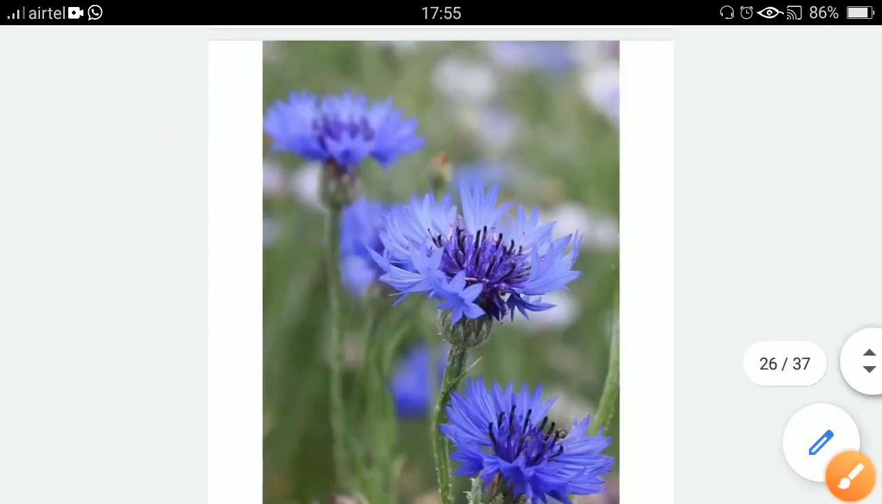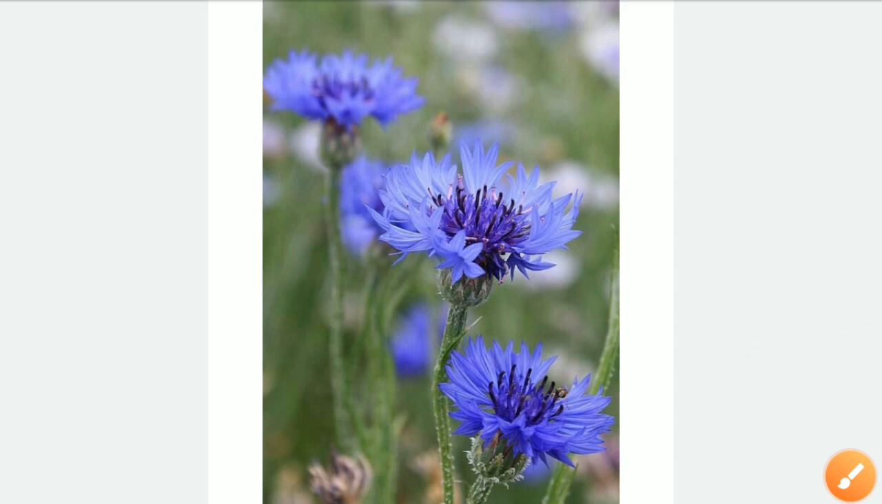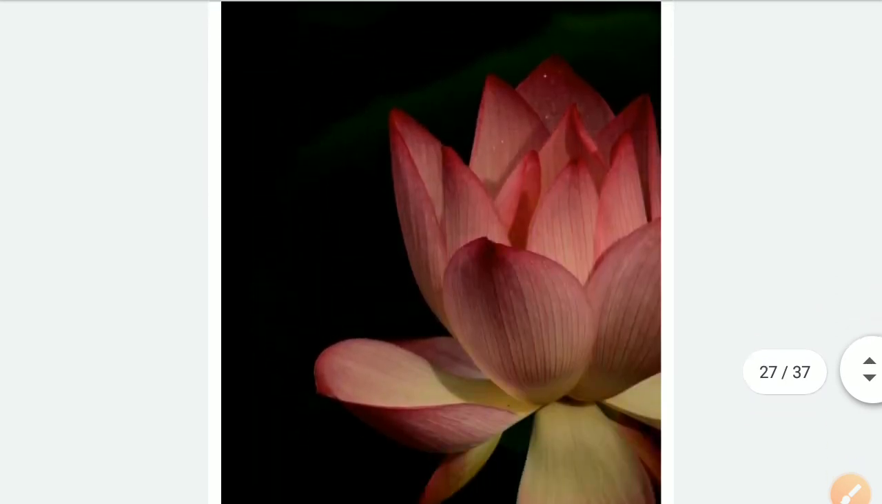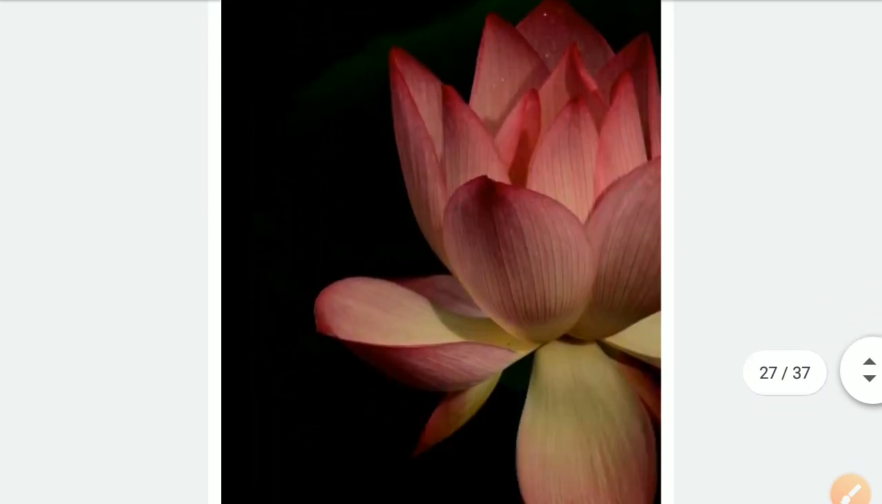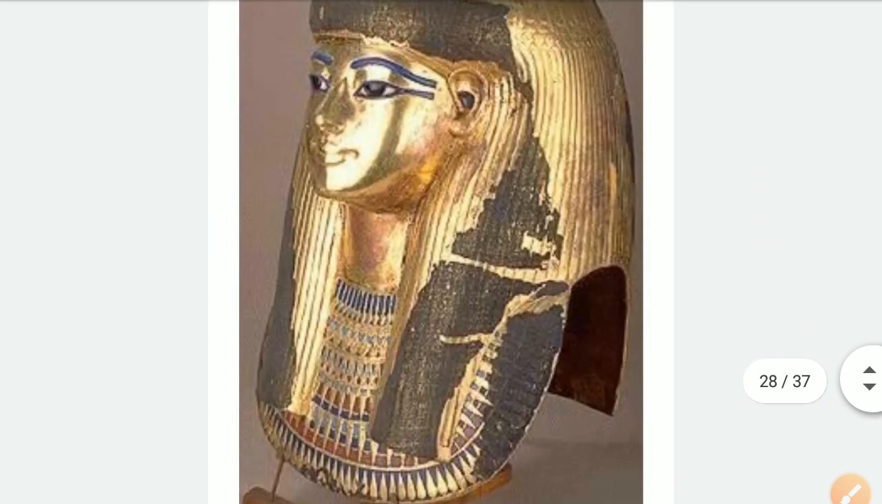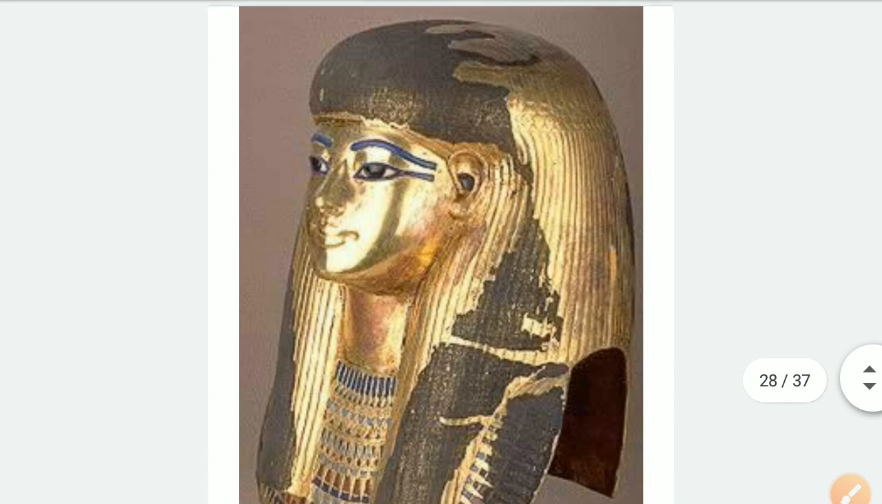Okay. This is the picture of cornflower which was found on his shroud. Shroud means कफन होता है. Lotus petals were also found on his shroud. This is the gilded face of a pharaoh.